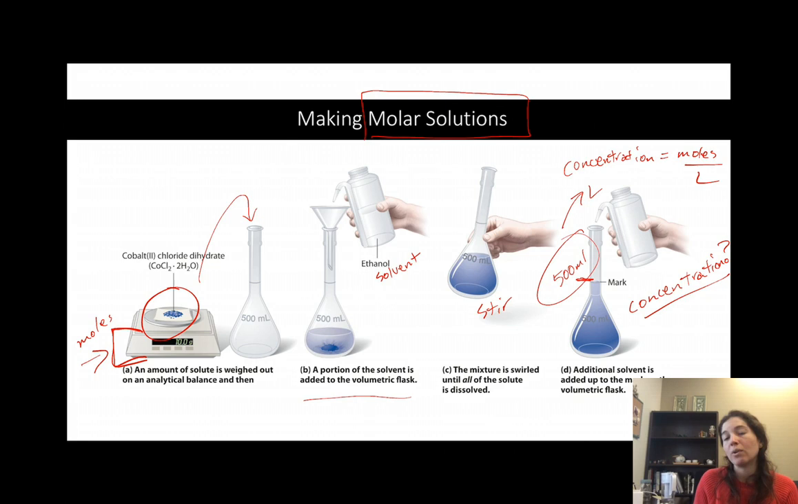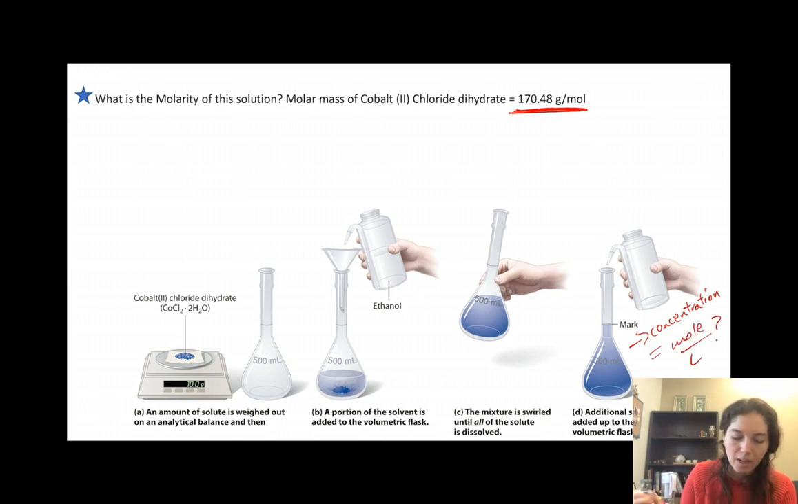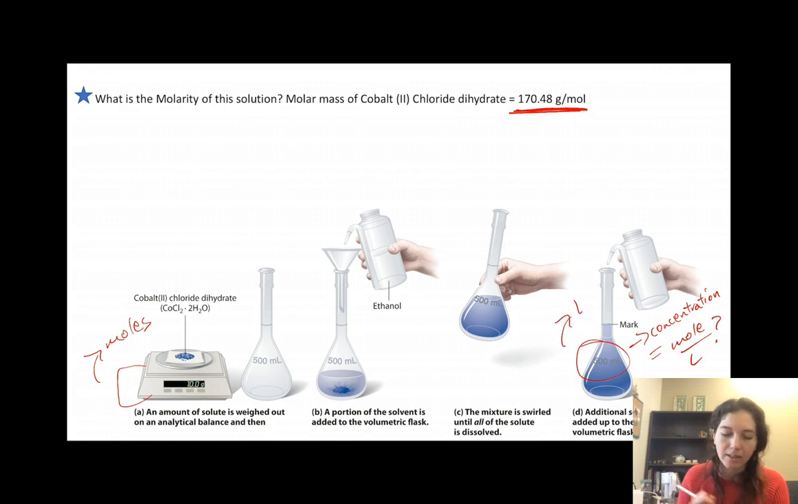So try this problem on your own and see if you can find the concentration of this solution. The molar mass on this cobalt chloride dihydrate, I'm going to look this up for you. Oh, wait, here it is. Okay, perfect. So you'll want to find concentration. Let me write this again. We can use this to get to moles, and we can use this 500 mils to get to liters. So see if you can calculate the molarity of the solution. I've given you the mass on this since it's a big bulky compound.